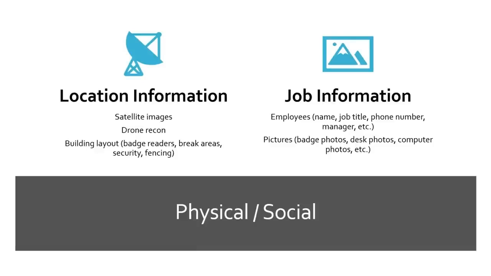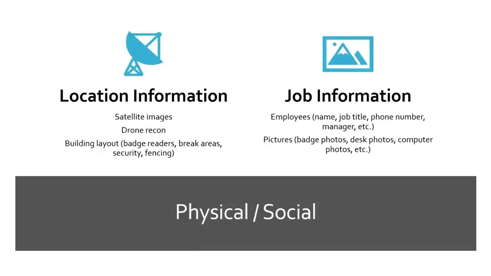So we have location information. We might utilize something like satellite images, or often we'll go on site and do drone reconnaissance where we fly a drone around and try to gain information. What we're really after with these images of this drone recon is we're trying to find out, hey, what does the building layout look like? Are there badge readers? Are there break areas? Does security exist? Do they have somebody posted out up front?